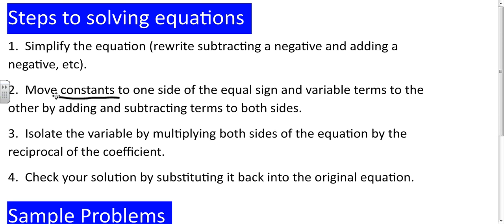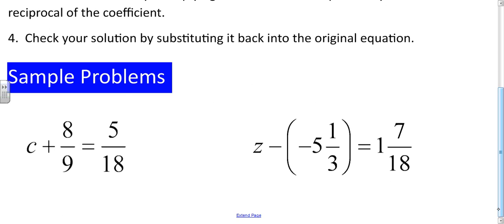So we want to move constants to one side of the equal sign and variable terms to the other by adding and subtracting the terms on both sides. If we had multi-step equations, we would be isolating the variable by multiplying both sides by the reciprocal of the coefficient, but we're not going to be worrying about that today. And then we can always check our answer by substituting what we get back into the original equation. So let's look at a few problems here.